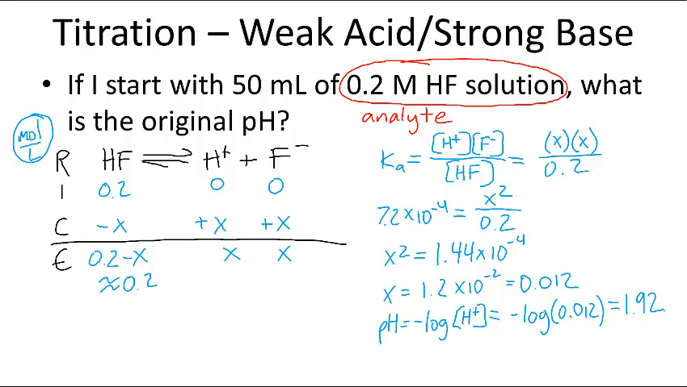If I go back and check my value of X at the end, I always like to go back and check. So is 0.2 minus 0.012 roughly equal to 0.2? It's going to depend on your application. It's going to depend on what your error tolerance is. For me, this is good enough because we're just trying to get an idea.